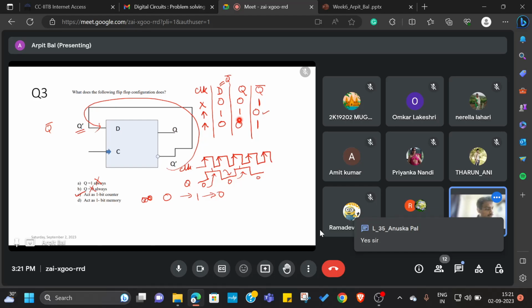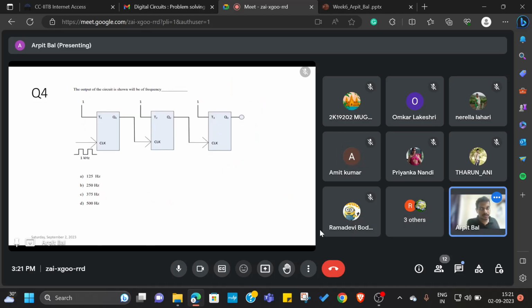Question number 4. This is actually kind of an extension of question number 1. So what does a T flip-flop do when T is equal to 1? Can anyone answer?